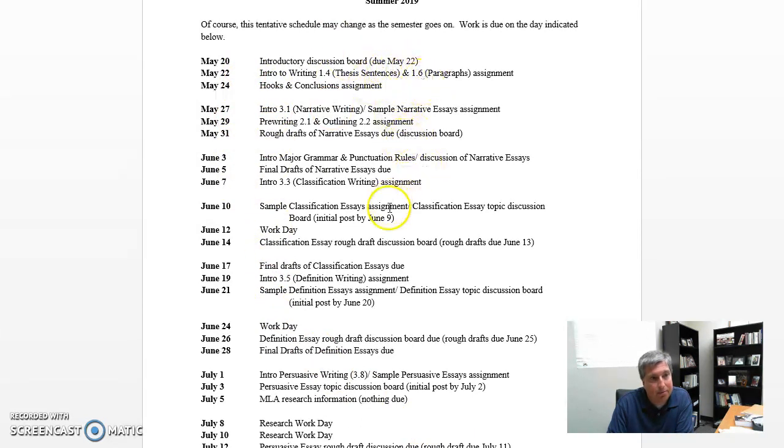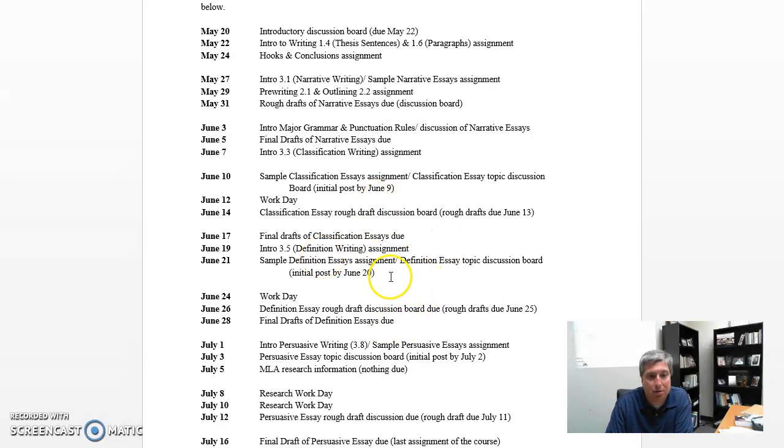Sometimes it might say, for example, with a discussion board, the rough draft is due on the 13th here, and then you have to complete the discussion board by the 14th. Or here, the initial post is due June 9th, and then the rest of the discussion board is June 10th. So you have to really keep up with this and pay attention, especially in a short class like this. I mean, like I say, there are some times in here where you're going to be doing a lot of work. Right in here, for example, you have an assignment for definition writing, and then you turn around and you have a sample definition essay assignment and a definition essay topic discussion board, all due around the same time.